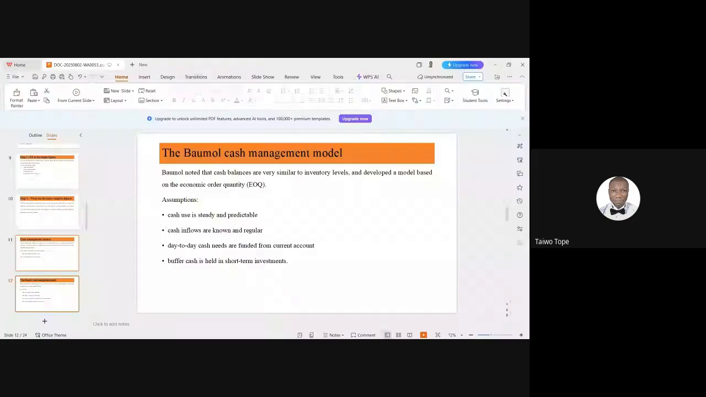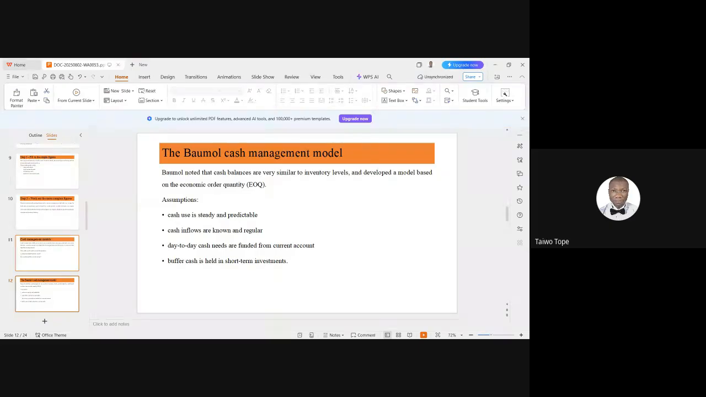The model works on this assumption that it assumes that cash usage is constant daily throughout the year and predictable. And also, it works on the assumption that cash inflows are known and regular. And also on the assumption that day-to-day cash needs are funded from current accounts. And buffer cash is held in short-term investments.